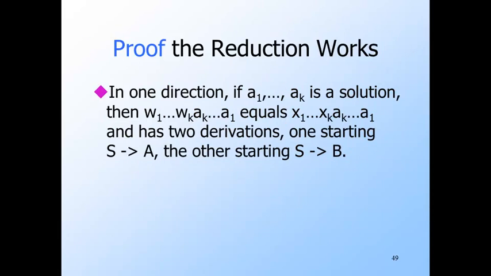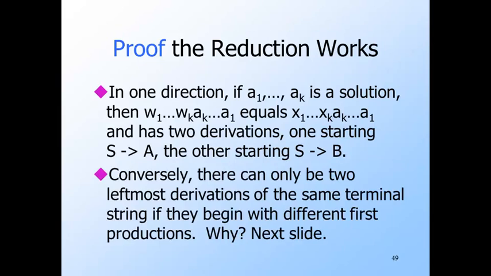First, suppose the PCP instance has a solution, say represented by the sequence of index symbols A1 through AK. Note there can be repeats in this sequence. Then W1 through WK is the same string as X1 through XK. That's what it means for this index sequence to be a solution. Then there are two leftmost derivations of the string that is W1 through WK, or equivalently X1 through XK, followed by AK down to A1. One starts with S goes to A, and the other starts with S goes to B.